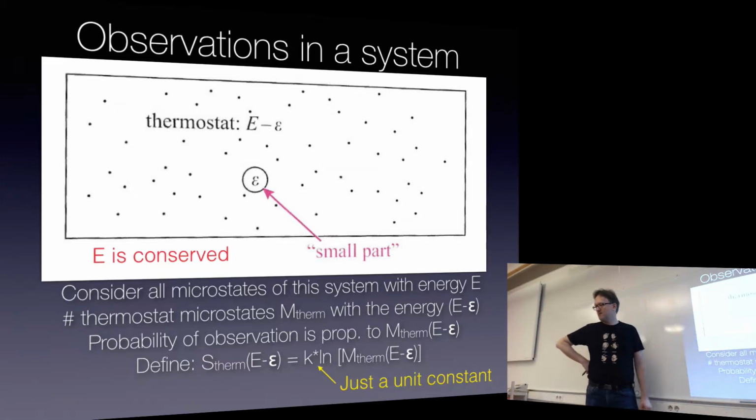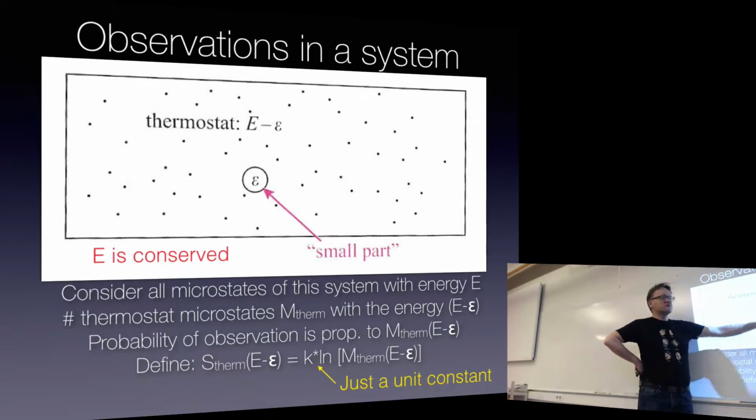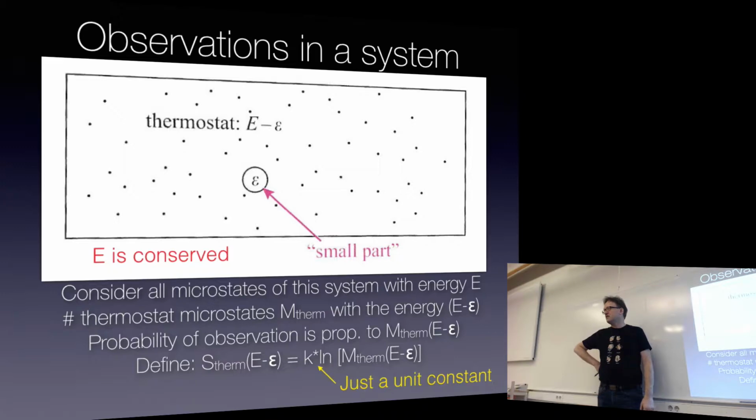Yes? What's the output we're looking for here? What are we hoping to get in the end? So what we want to get is how likely is it for that thing to happen? How likely is it for your system to be in a state where it has a certain energy epsilon?